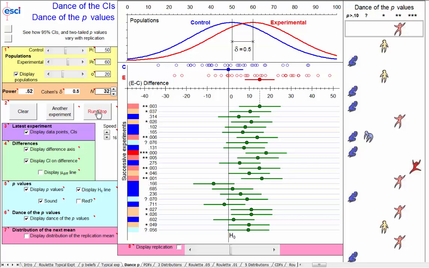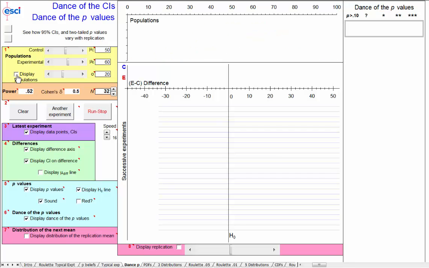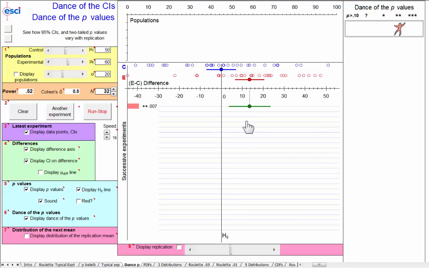Now, I think many people who use p-values do not fully deeply appreciate just how incredibly variable, how incredibly unreliable p-values are. Here's another way to look at it. Let's clear this and hide the population and run a single experiment. There it is. Now, this is all an experimenter actually knows. Our data and our calculated means, confidence interval, and p-value. That's all we have. And we have to imagine that there are populations underlying this and imagine the dance.